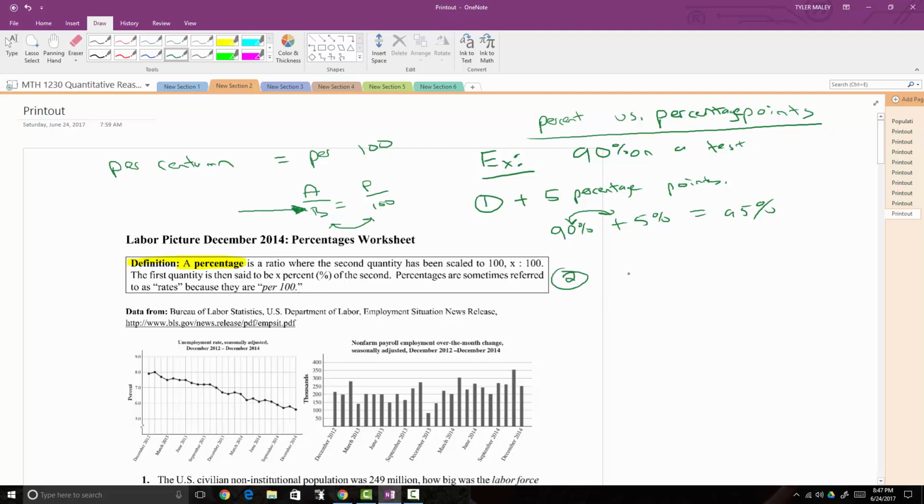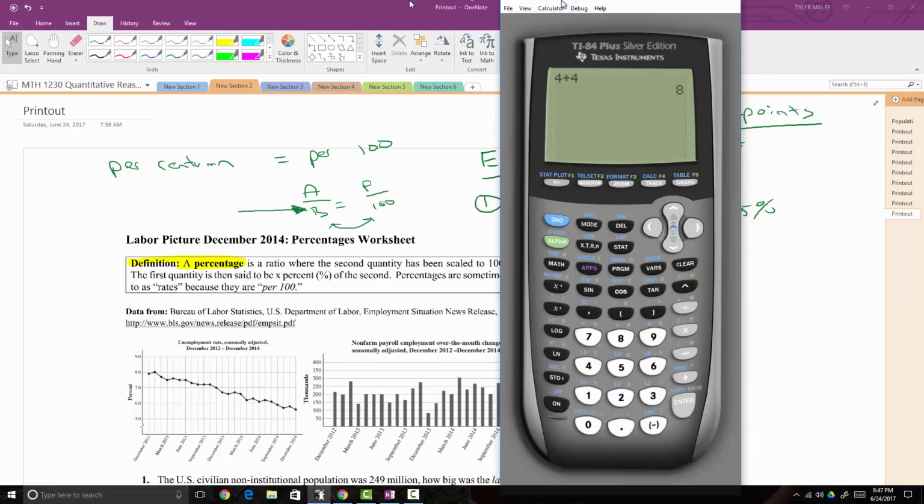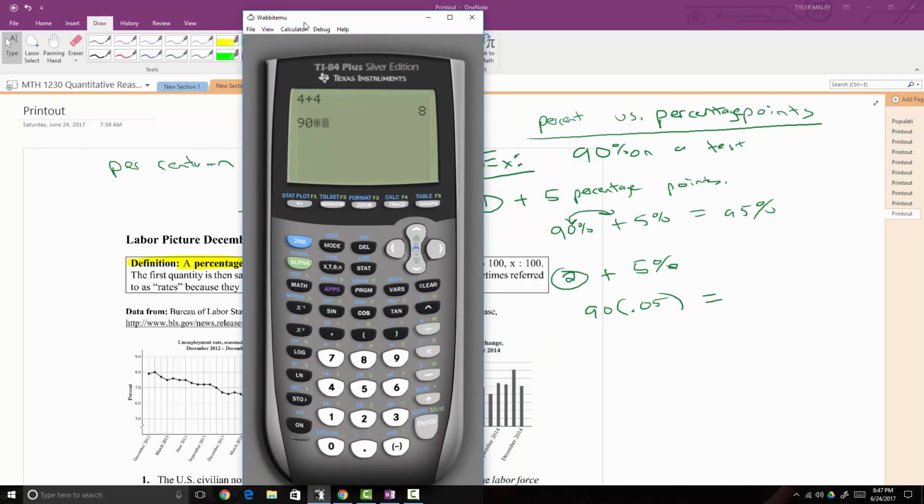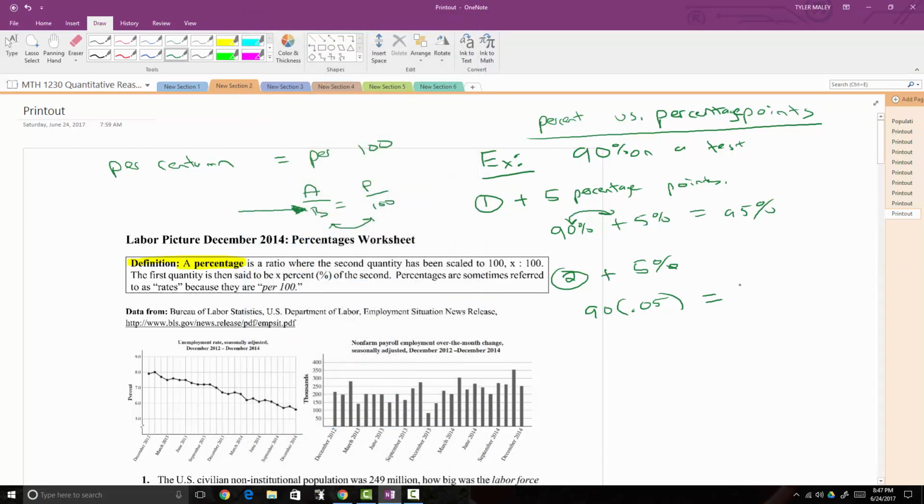A second scenario is, let's say that you add 5%. Adding 5% to the 90% is a little different. What you would need to do is take 90 times 0.05, where 0.05 is the percent. Let me pull up my calculator. If we take 90 times 0.05, we get 4.5. So this is how many points would be added. You'd end up having 90 plus 4.5, which is 94.5% on the test.